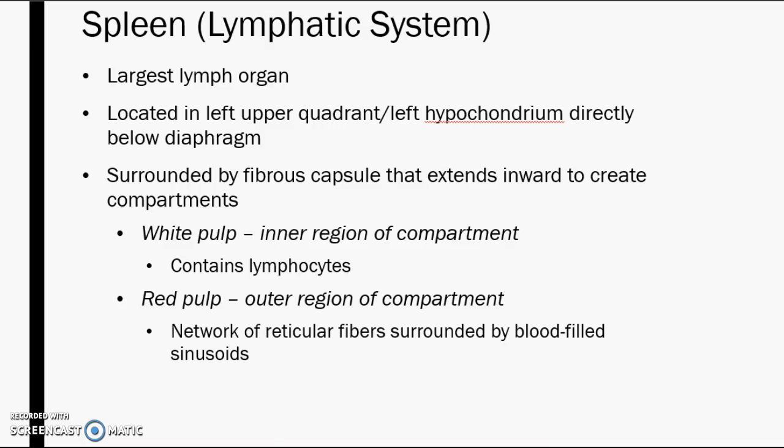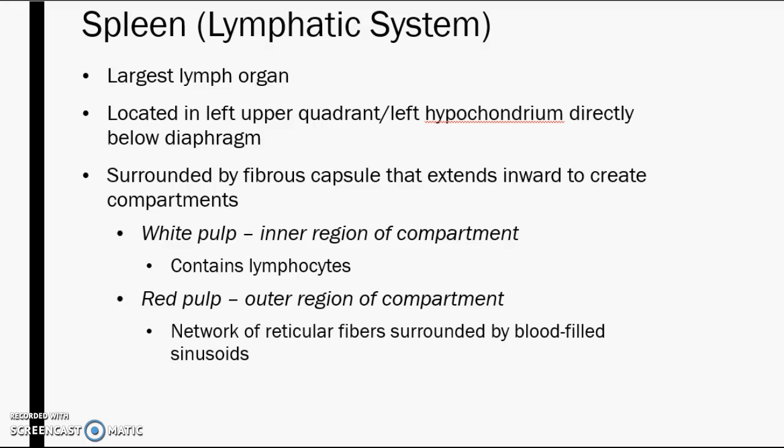Let's start with the spleen. The spleen is the largest lymph organ. It's located in the left upper quadrant, or the left hypochondrium if you're using the 9-quadrant system, more commonly used by anatomists, just below the diaphragm. It's surrounded by a fibrous capsule that extends inward to create compartments.